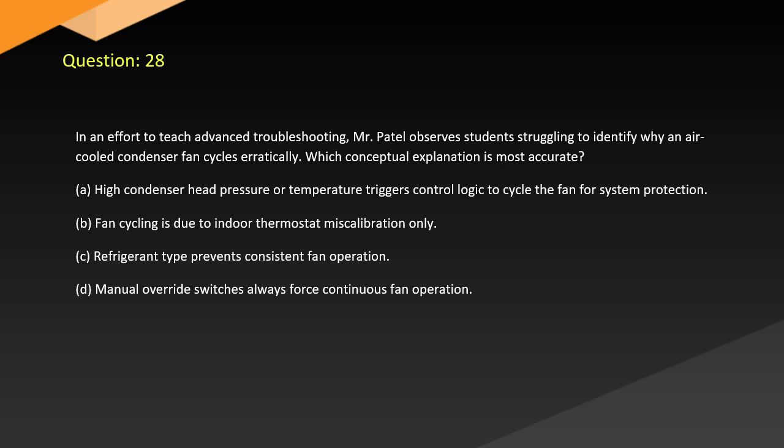Question 28. In an effort to teach advanced troubleshooting, Mr. Patel observes students struggling to identify why an air-cooled condenser fan cycles erratically. Which conceptual explanation is most accurate? A. High condenser head pressure or temperature triggers control logic to cycle the fan for system protection. B. Fan cycling is due to indoor thermostat miscalibration only. C. Refrigerant type prevents consistent fan operation. D. Manual override switches always force continuous fan operation.